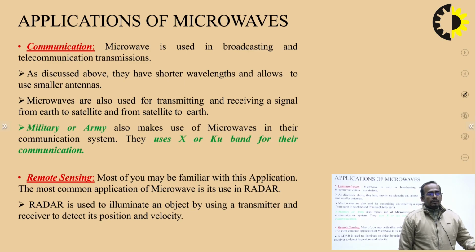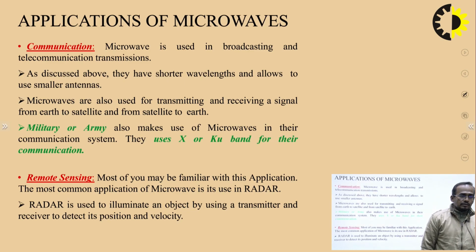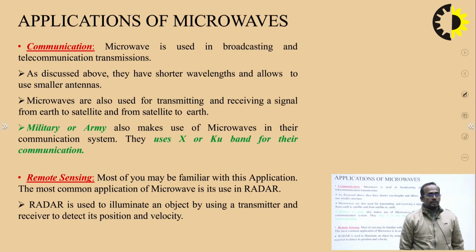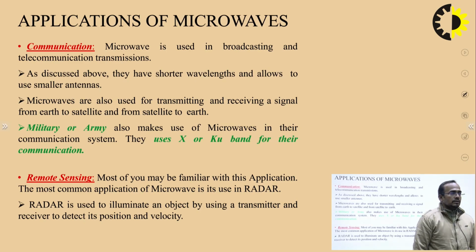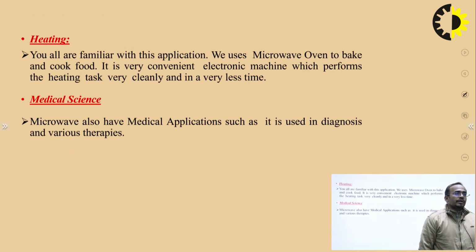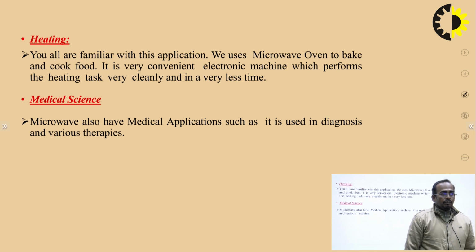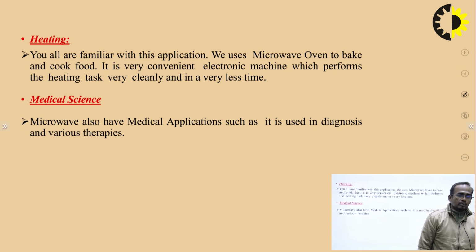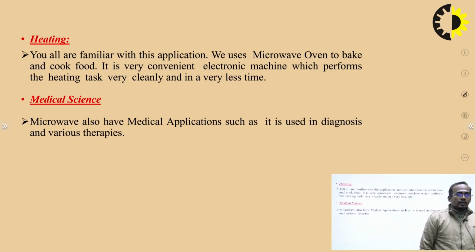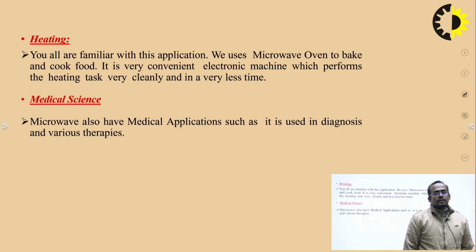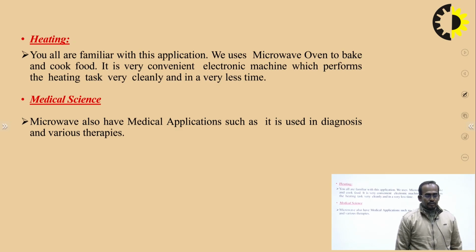In communication, the military or army uses the X or Ku band for communication purposes, and in remote sensing we use it in radar applications. In heating, we use it in the microwave oven to bake and cook food, and in medical sciences we use it in diagnosis of various diseases as well as for various therapies.